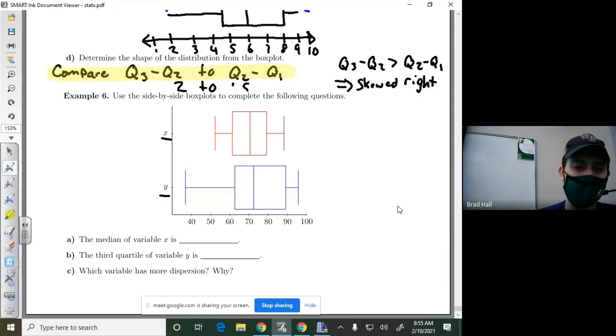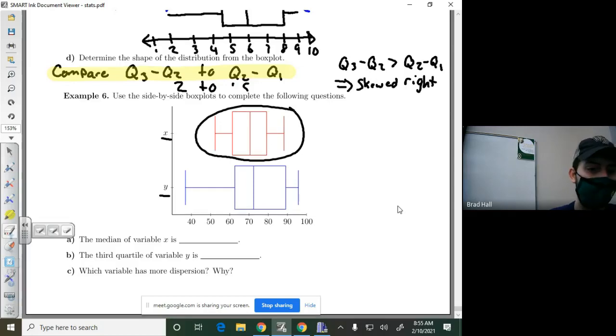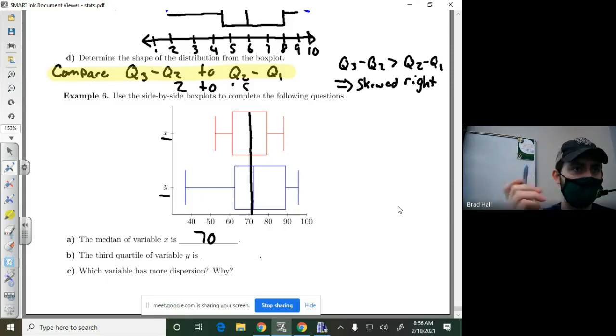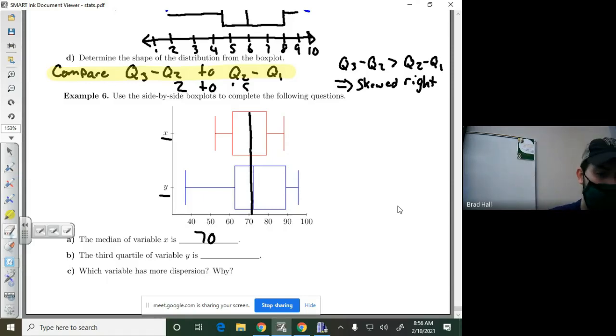And the median of variable x. Now variable x, that's referring to the top box plot because there's an x to the left of it. And the question is, how do we figure out the median of that box plot? It's 70. And the reason why it's 70, this middle line is the median. Where does it drop down to? It's really close to 70. In fact, it's probably 70. My hand's just too shaky. But it's pretty much 70.